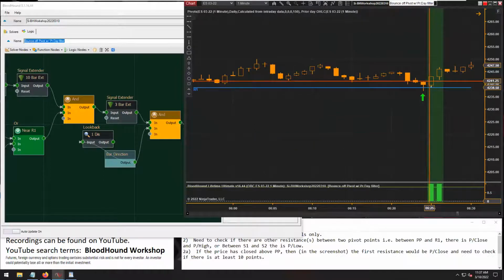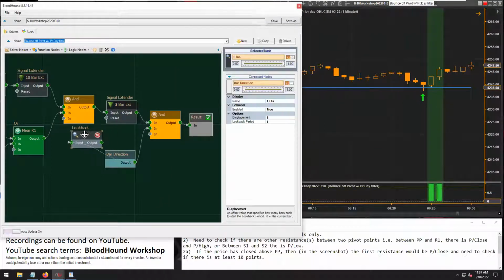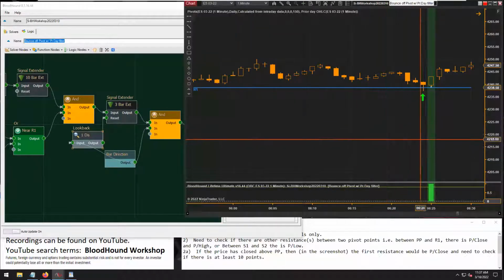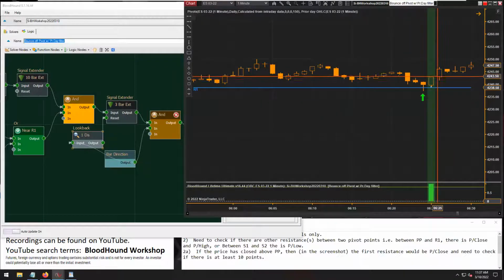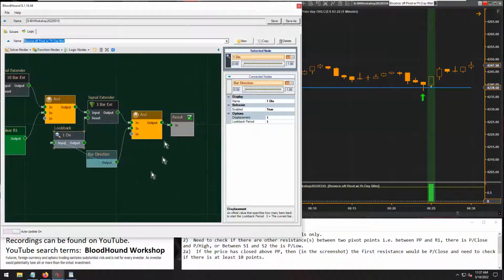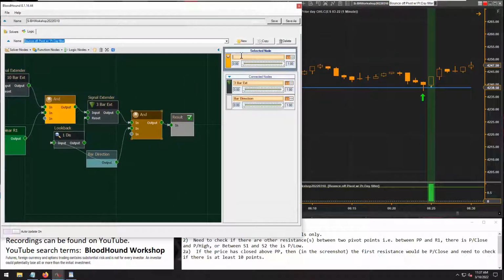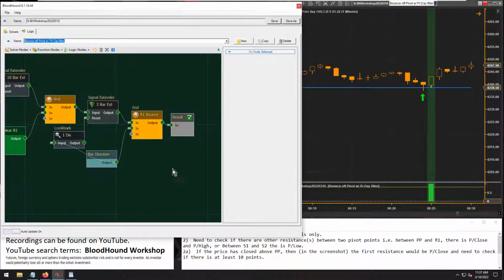So we have 2 signals, and once I connect our lookback into the reset, there we go. Now we have a signal on the first up bar, and the signal extender was turned off when we got to the second up bar. Or basically, when we get to the second bar, it doesn't matter if it's up or down, the signal extender was reset and therefore turned off. So there is our R1 bounce.